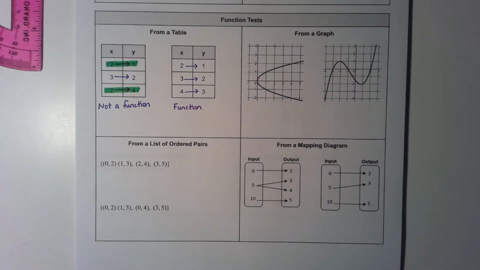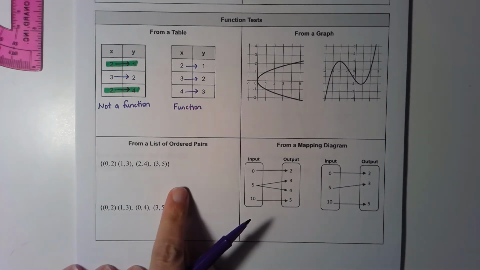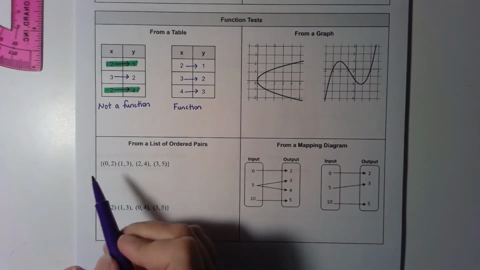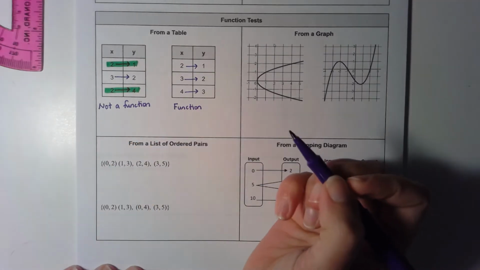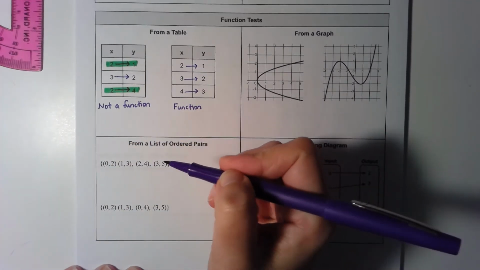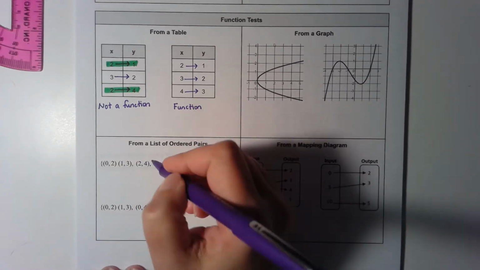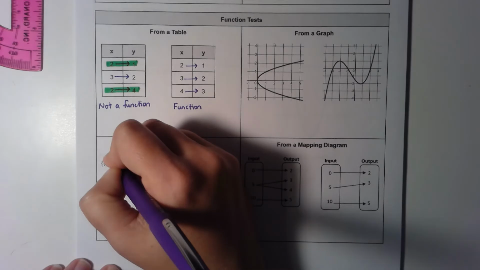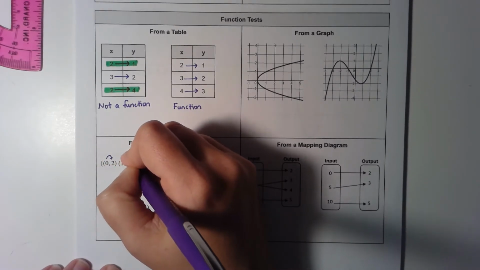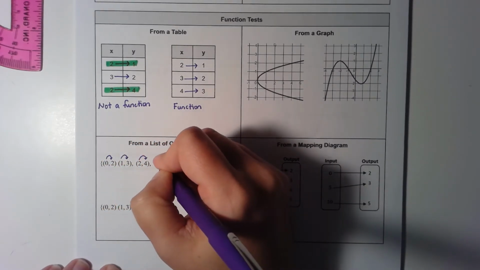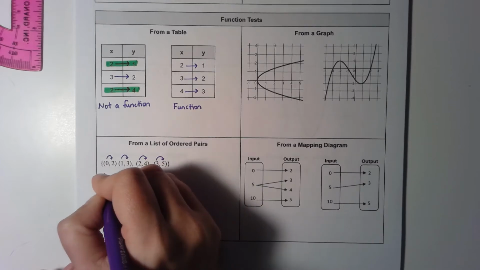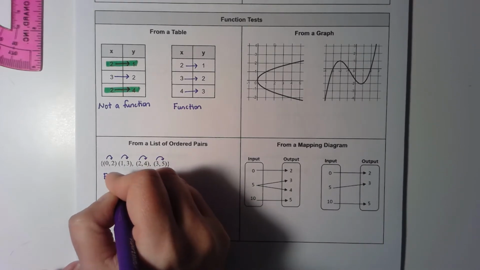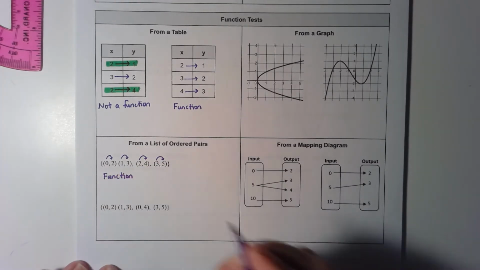Now we can use this same thinking when we have a list of ordered pairs. So in this list, we have 0 going to 2's party, 1 going to 3's party, 2 going to 4's party, and 3 going to 5's party. What that means is that each of our inputs is only being mapped or going to one party. So for this example, we would say that this is a function.